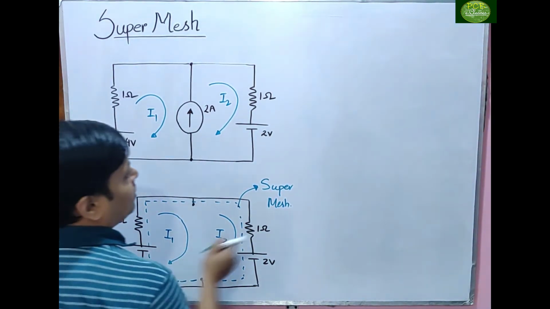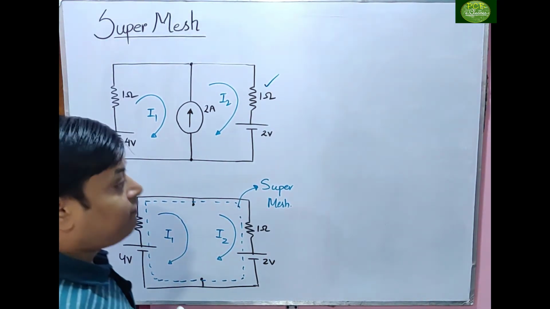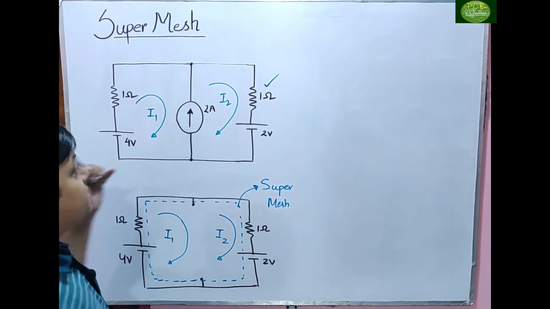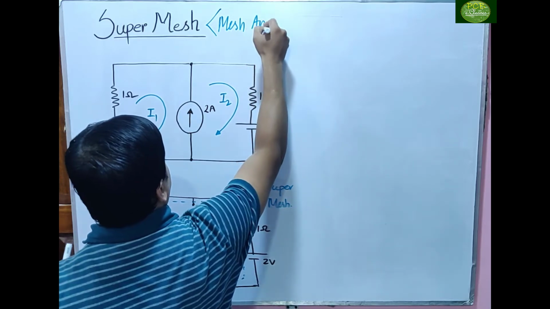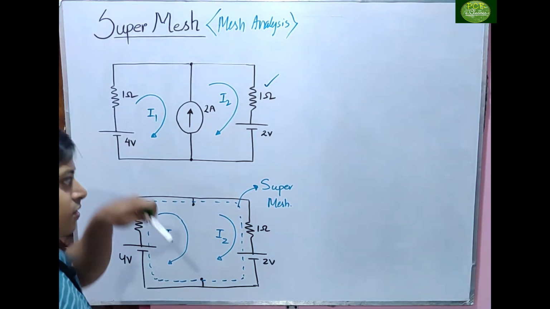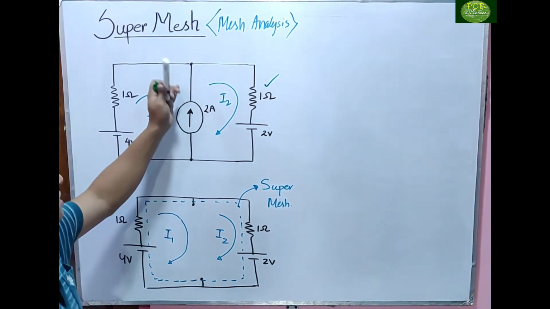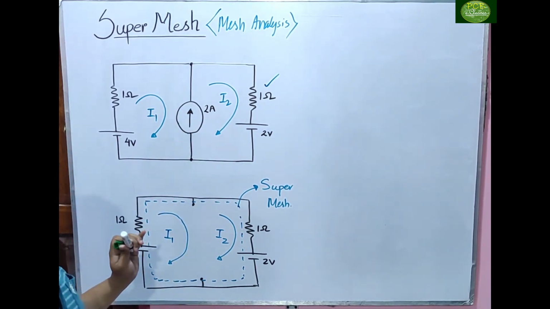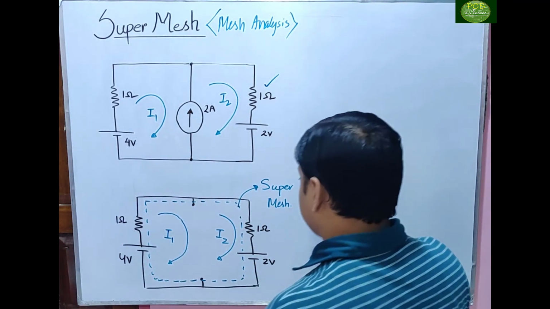Suppose I have to find out the current in this 1 ohm. Current in this 1 ohm I have to find out. So I will apply the mesh analysis. This comes under the mesh analysis itself. Fine. Now I came to know that a current source is present in between. So what is my equivalent circuit diagram? This will be my equivalent circuit diagram. Fine. Chalo. Now apply the mesh analysis.